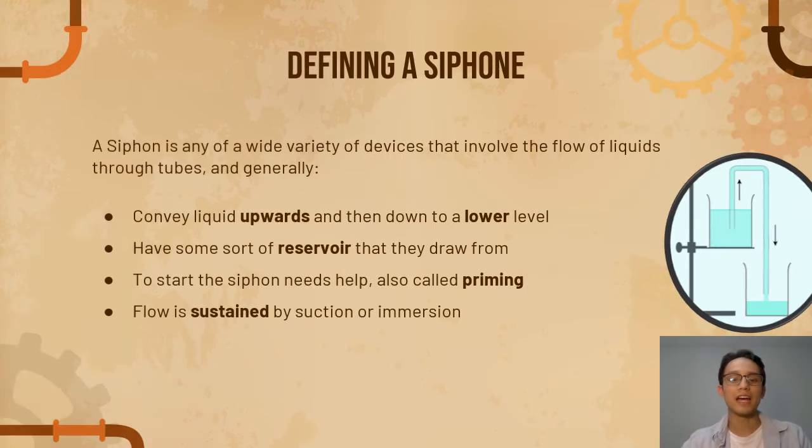A siphon is any of a wide variety of devices that involve the flow of liquids through tubes, and generally they convey liquid upwards and then downwards to a lower level, and they have some sort of reservoir from which they draw. But in order to start a siphon, you need some sort of priming to help it get started. After that, though, the flow is sustained by any sort of suction or immersion.